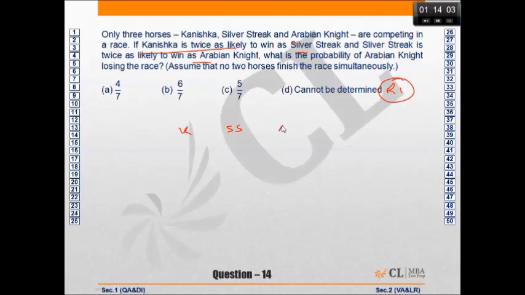If the probability for Arabian Nights is x, for Silver Streak it should be 2x and for Kanishka 4x. Since these are the only 3 participating, the total has to be 100%. One of them has to win. That means 4x plus 2x plus x is 7x, so x is equal to 1 by 7. This is the probability of Arabian Nights winning. Silver Streak should be 2 by 7, and the probability of Kanishka winning should be 4 by 7. The probability of Arabian Nights winning the race is 1 by 7, so losing the race should be 6 by 7.